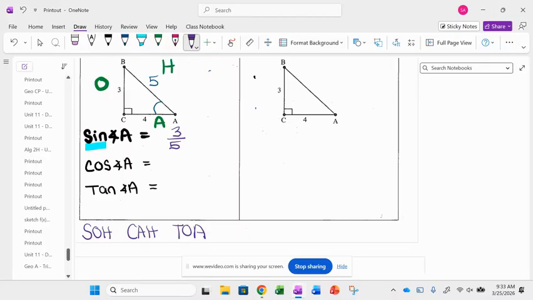What's the cosine of angle A? Is it going to be SOH, CAH, or TOA? CAH. What does the A in CAH represent? Adjacent. What does the H in CAH represent? Hypotenuse. So we labeled the adjacent as 4 and the hypotenuse as 5.